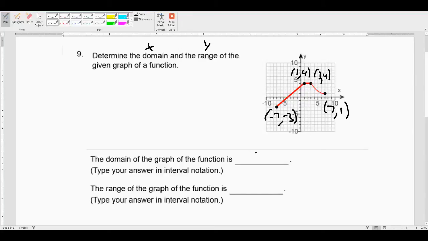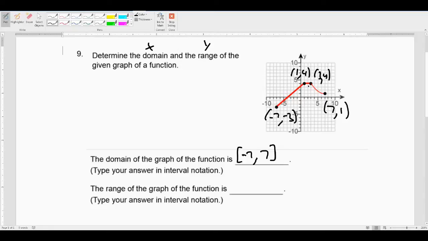So on the domain we're looking left to right, so looking at the farthest left x values, it looks like it's a negative 7, and the farthest right x value is positive 7. But those dots are shaded in, so that means that we're going to use brackets.